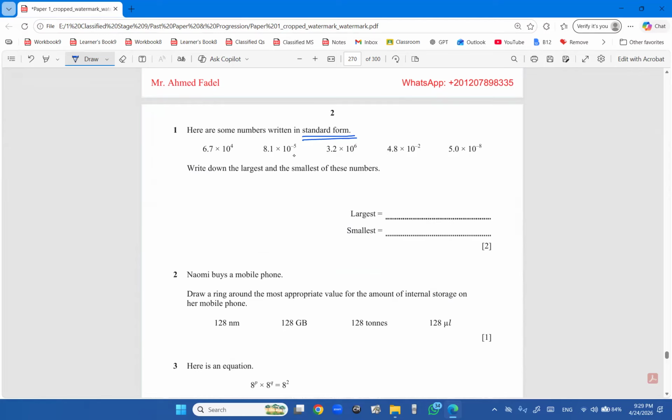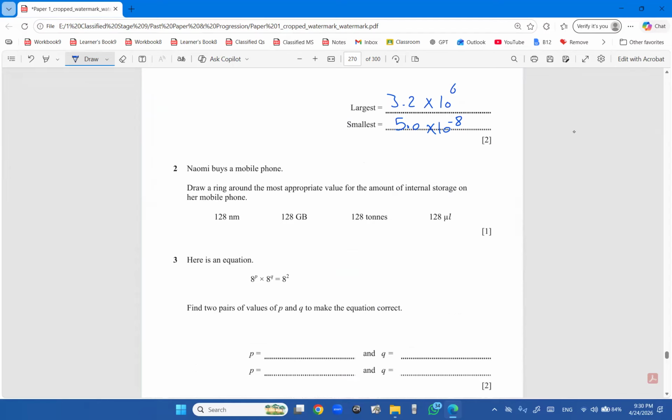So the smallest index that you have over here is this one. It is to the power of -8. This is the smallest index. So this is the smallest power, the smallest number, 5.0 multiplied by 10 to the power of -8. While you can recognize here the one with the greatest power. The greatest power over here is 10 to the power of 6. So it is 3.2 multiplied by 10 to the power of 6.